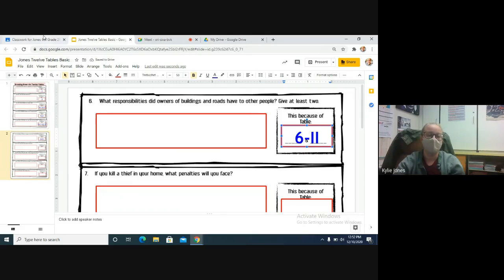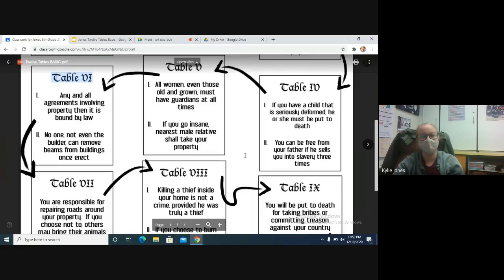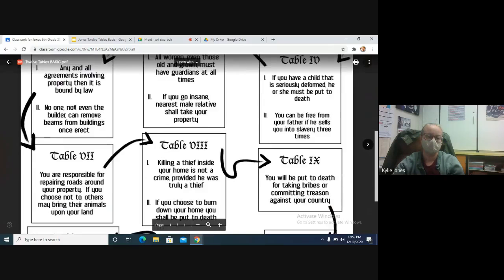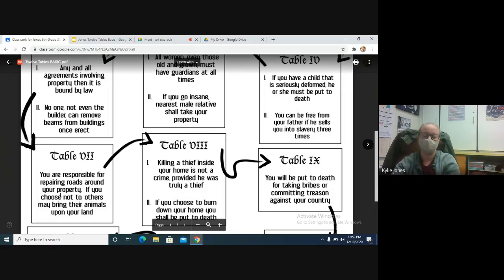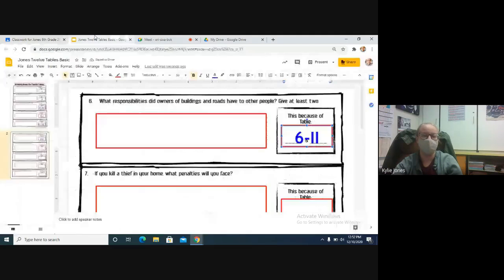6-2 talks about the people that are building things and their responsibility. And what's the other one that talks about your roads? 6-1 talks about property, not roads. 6.2 talks about the buildings, and then number 7 talks about your roads. There's only one thing in 7, so it's just 7. So 6.2 and 7. That's so confusing. You just look at table number 6 and the second one there.